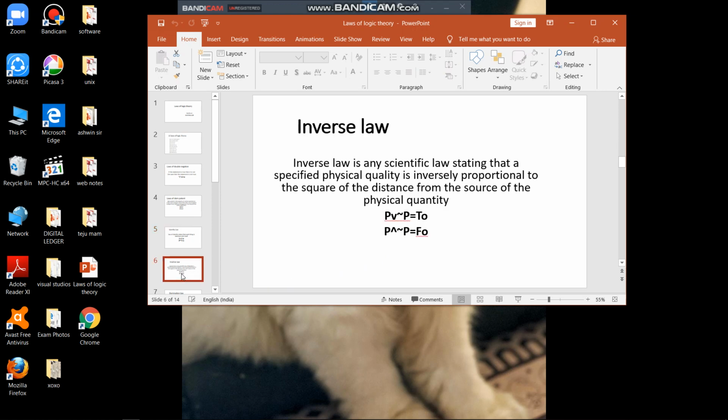And the fourth law is the inverse law. The inverse law is a scientific law stating that a specified physical quantity is inversely proportional to the square of the distance from the source of the physical quantity, whereas P or negation P is equivalent to T naught, and P and negation P is equivalent to F naught.